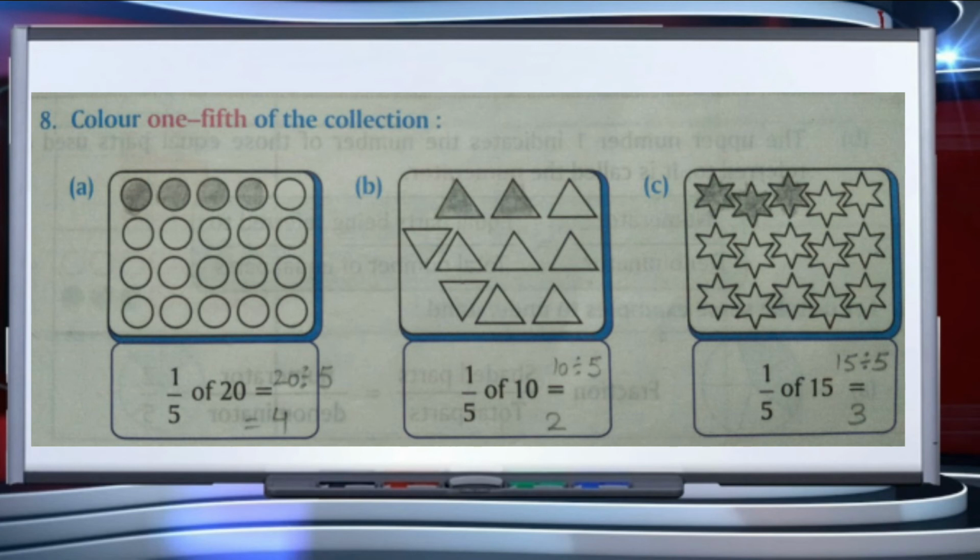Next is 1/5 of 10. That is equal to 10 divided by 5. So 10 divided by 5 will be equal to 2. We have to color 2 triangles in this. Next we are having 1/5 of 15. That is equal to 15 divided by 5. That is equal to 3. So we have to color only 3 stars out of the 15 stars.